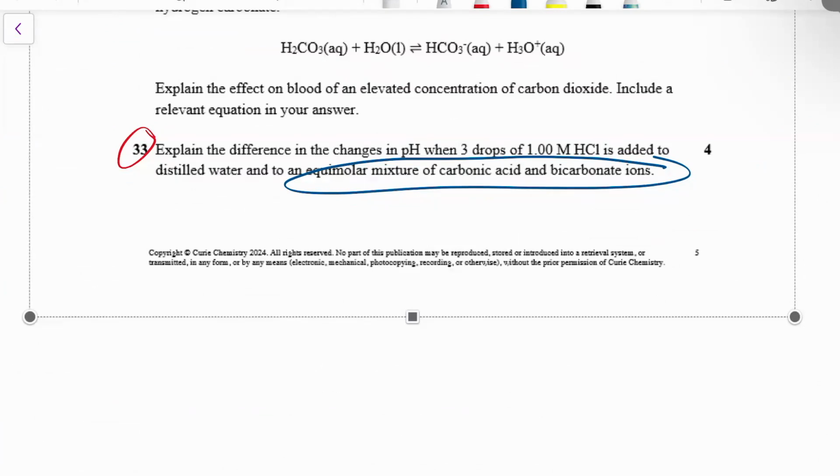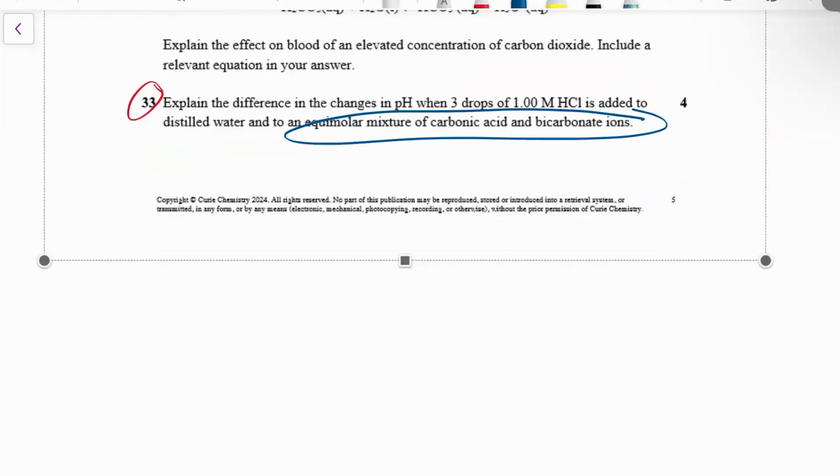Okay, so 4 mark question, two explanations: adding HCl in water and adding HCl in carbonic acid. So two marks for the distilled water part, 2 marks for the buffer part. So we have to talk about what the changes in pH are. Distilled water does nothing. Distilled water is what we usually add stuff to. So you talk about the distilled water part the way you normally talk about things.